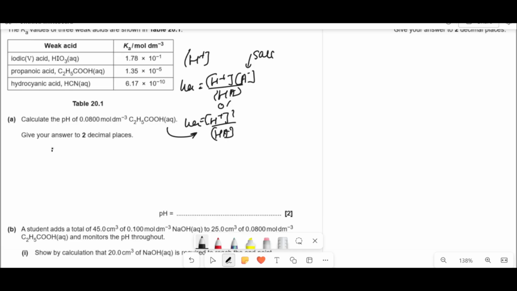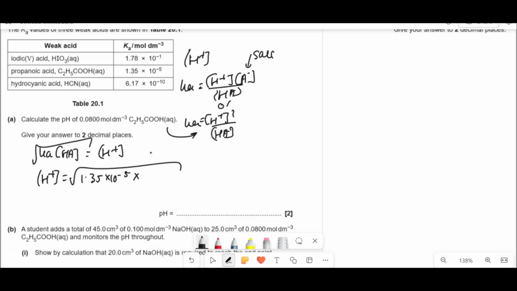So we're going to rearrange that to get H+. Always write your working out first, rather than jumping around with numbers. Rearrange the equation, write your working out first, then put the numbers in. So Ka times [HA] would equal [H+]². If I square root that, I'll get [H+]. So [H+] is going to equal the square root of the Ka, which was 1.35 times 10 to the minus 5, times [HA], which is 0.08. If I do that, I get 1.039 times 10 to the minus 3. And pH is going to be negative log to the base 10 of the answer you just worked out, which is going to be 2.98.